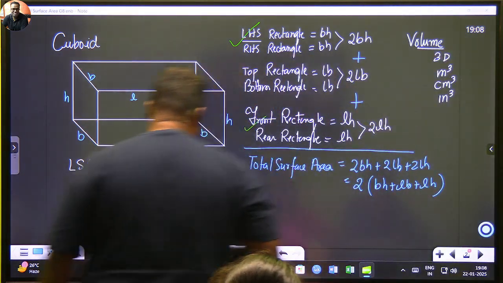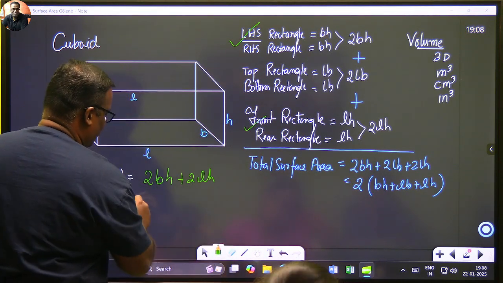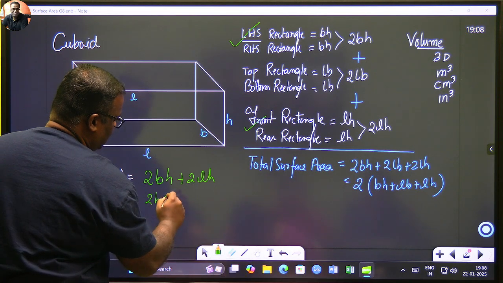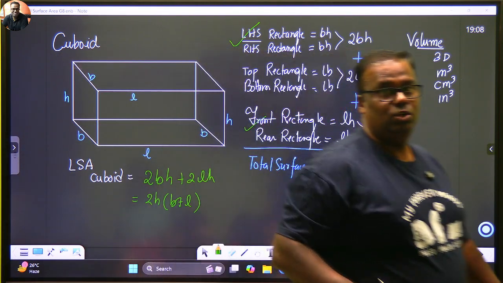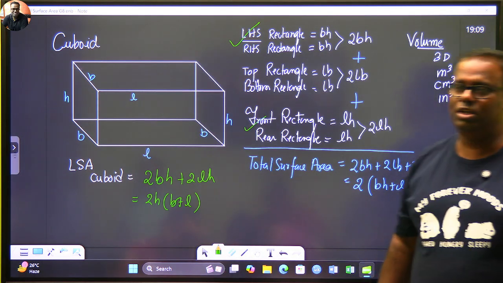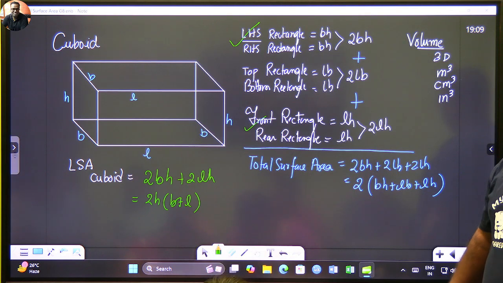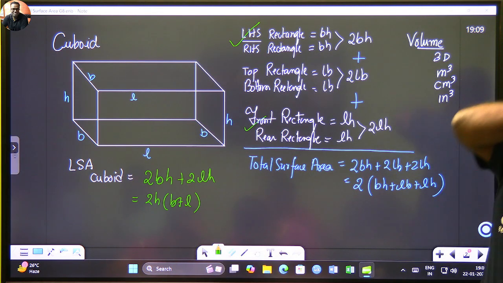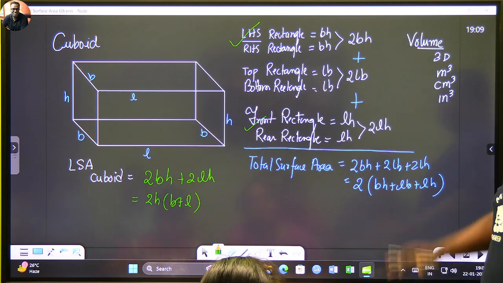Yes, Bakul has a point. So you can take 2H common, then it becomes B plus L. You can note it down. Anything that you have not understood, roke lena. Understood? Clear? Yes, sir. Don't try to memorize it.